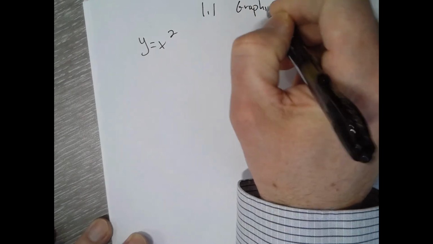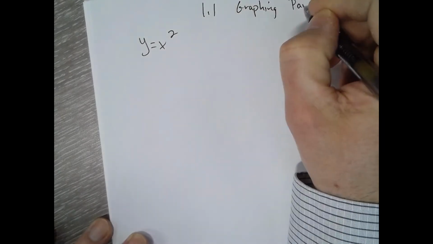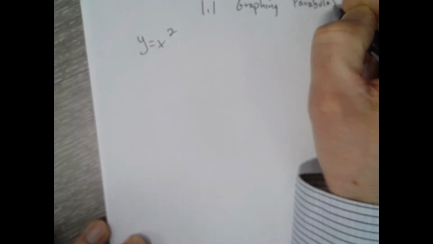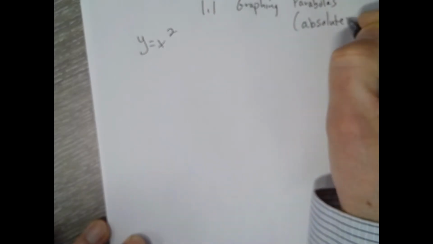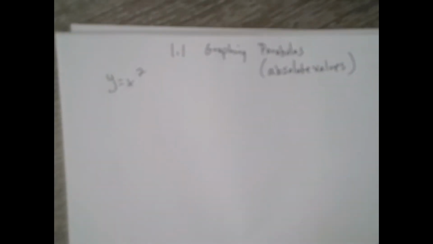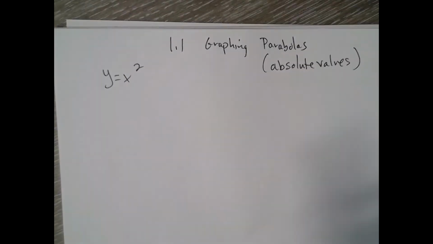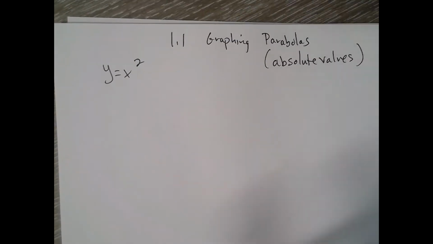Alright, so graphing parabolas. We'll also graph absolute value functions today. Okay, we're going to start with y equals x squared, because that is the parent graph.